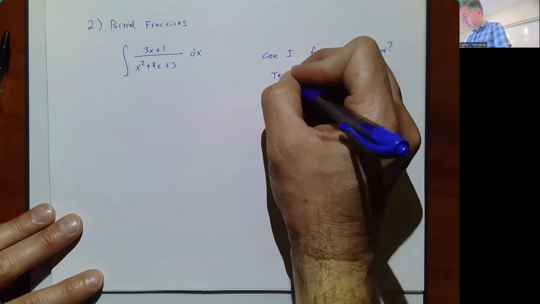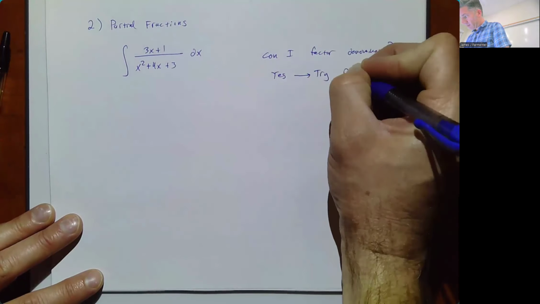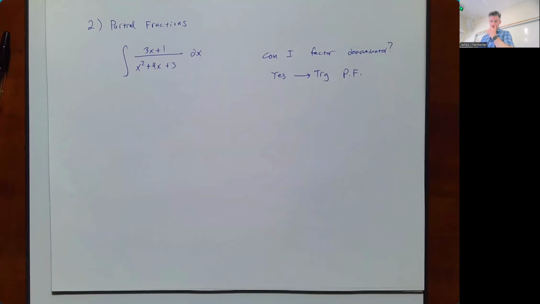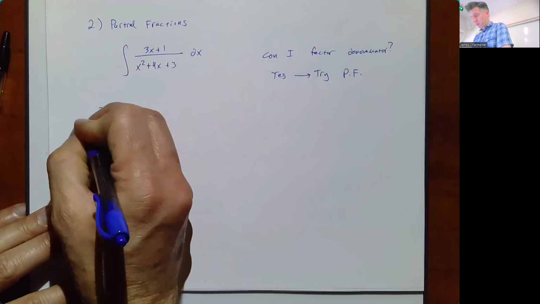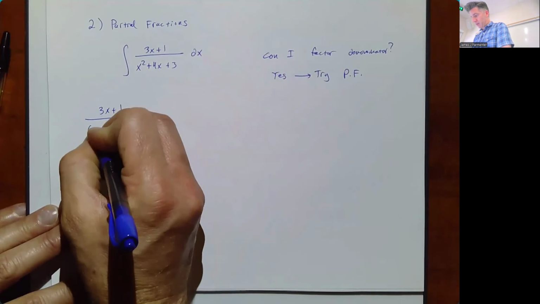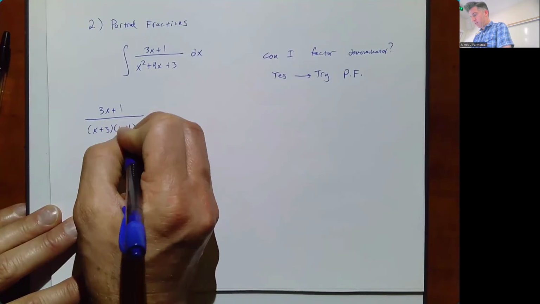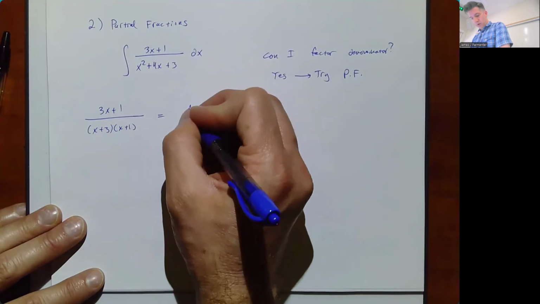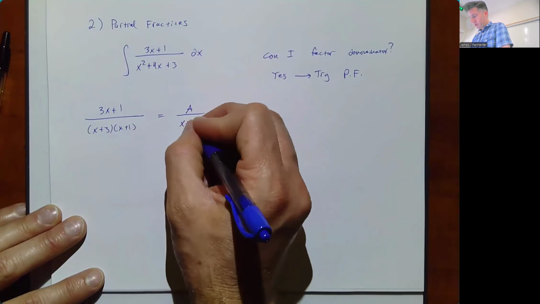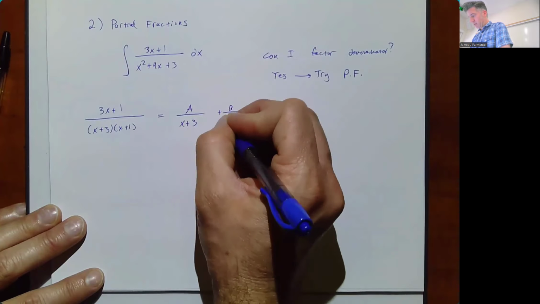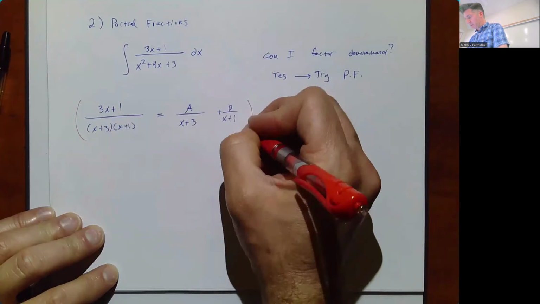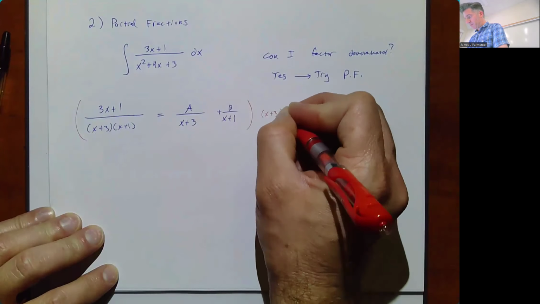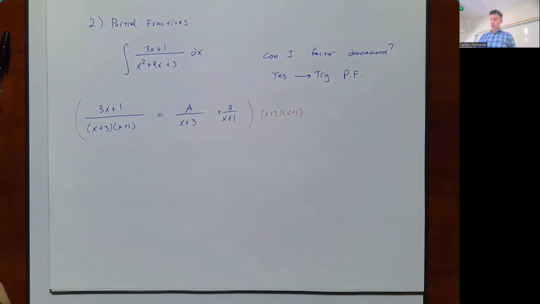The answer is yes, then we can try partial fractions. So we take our integrand, 3x plus 1 over x plus 3 times x plus 1. We set it equal to a over x plus 3 plus b over x plus 1. We multiply both sides by the common denominator, x plus 3 times x plus 1, to get rid of the denominators.